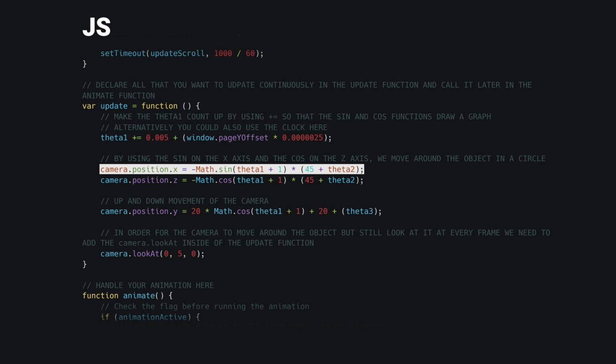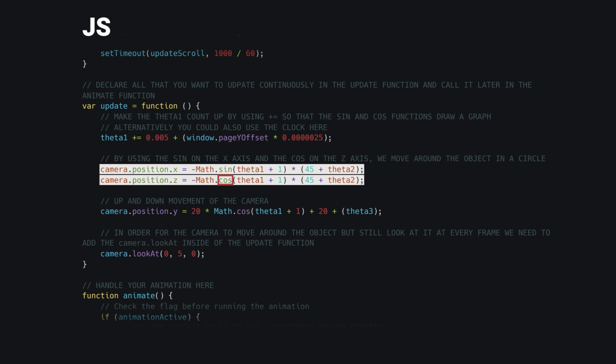The continuously increasing theta1 inside of the sine function determines the speed of the rotation, and by multiplying the sine by 45 we determine the distance of the camera from the center point. Now in order to move away from the center on the user scroll we add the theta2 value. Thus if the user scrolls down, the value of theta2 increases, and if the user scrolls back up, the theta2 decreases again. In order to move the camera in a circle, we simply repeat the same thing for the camera position Z, with the only difference being that we don't use a sine but a cos function.